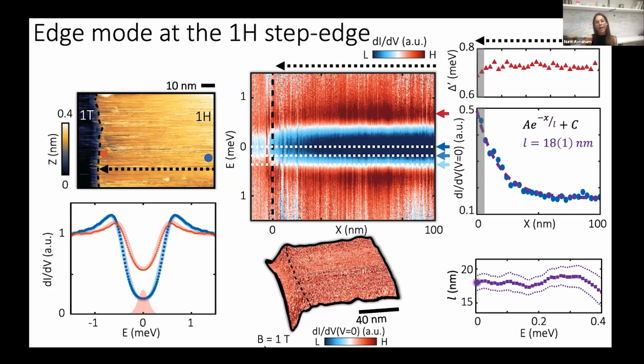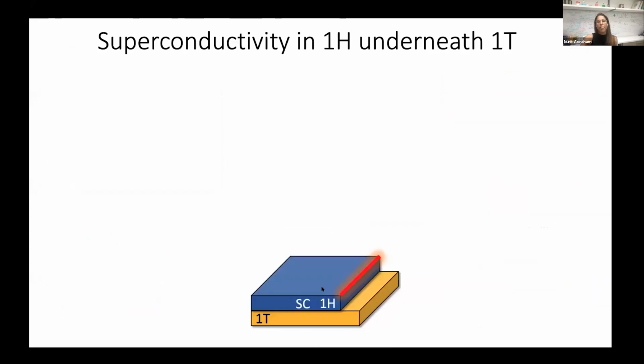And when we apply a magnetic field, we see that this boundary mode disappears. So what I was showing now is that just at the termination of the 1H, we see a boundary mode that exists and is localized to the 1H termination.